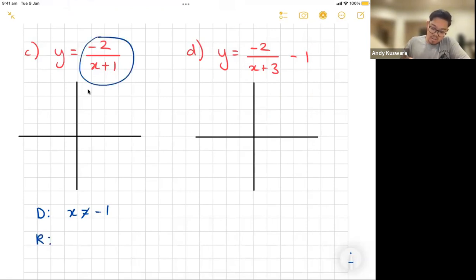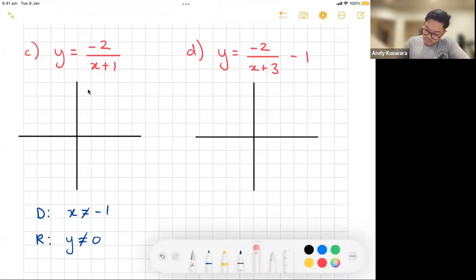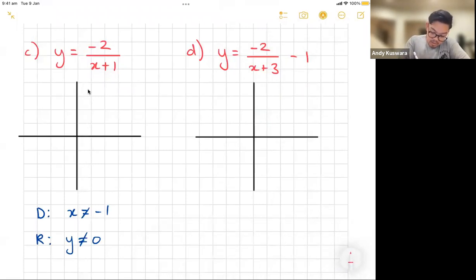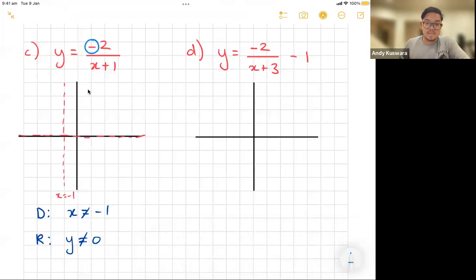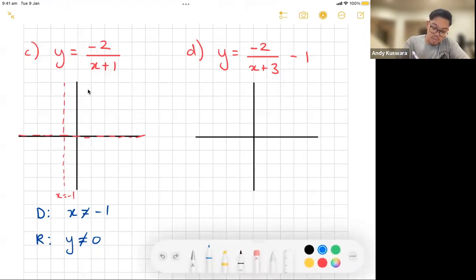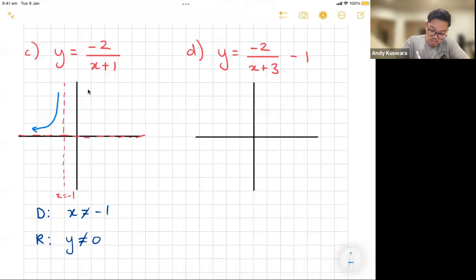If I'm looking at my range, again, pretty boring. My whole fraction cannot equal 0. So looking here, let's dot those in. I'm going to have x equals -1. And y cannot equal 0, so I'm going to dot that in. And now I'm going to be careful here because I can see that it is a negative hyperbola. So instead of being in the top right and bottom left, I'm going to switch to the others, which will be the top left and the bottom right. That's it. Move on to the next one.